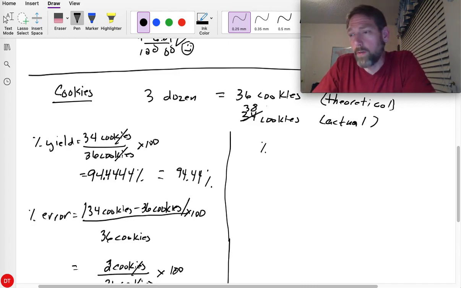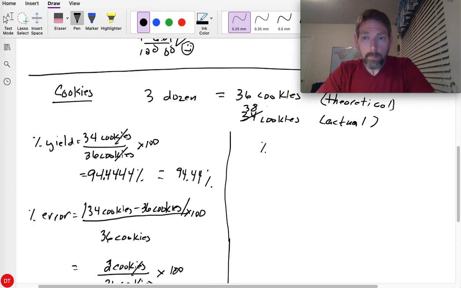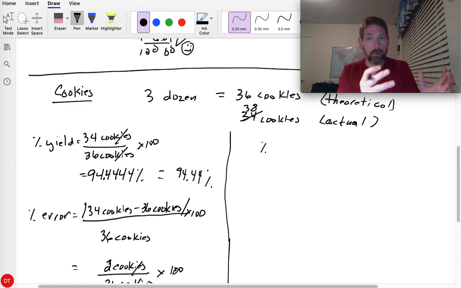Law of conservation of mass. I don't care if you're talking about stuff in a chemistry class or you're talking about baking cookies with grandma in the kitchen. If you start off with 2 cups of flour, you can't make more than 2 cups of flour's worth of cookies. Not if you do it correctly.